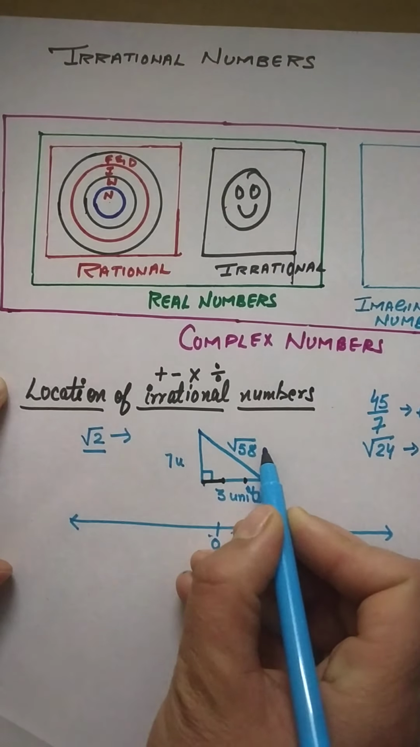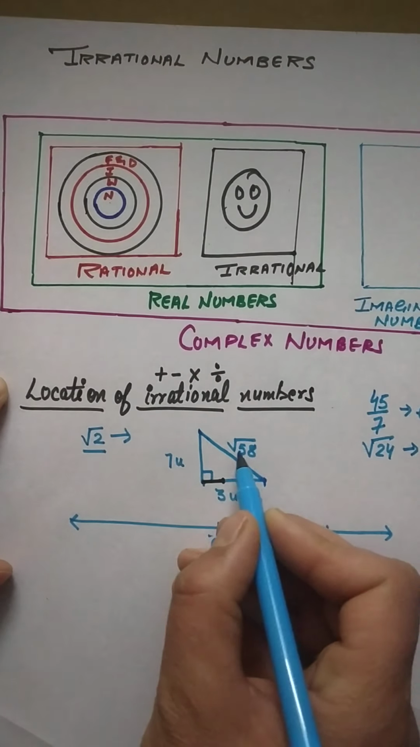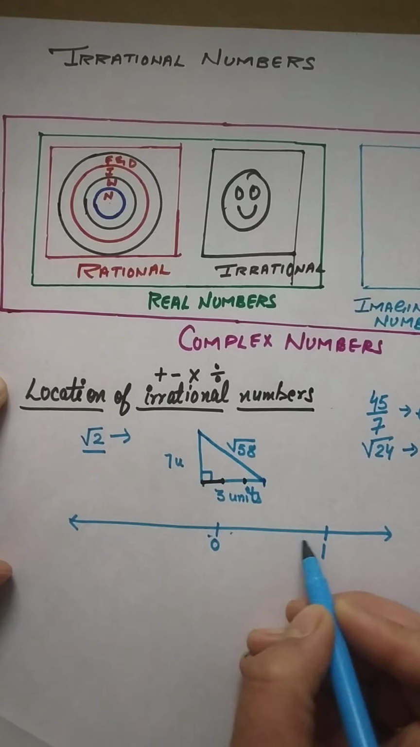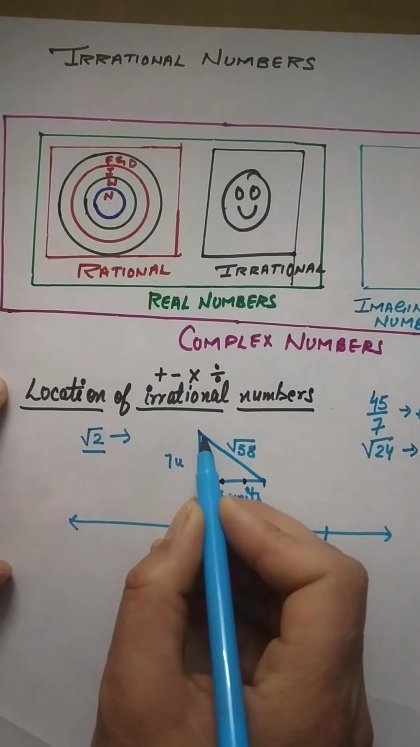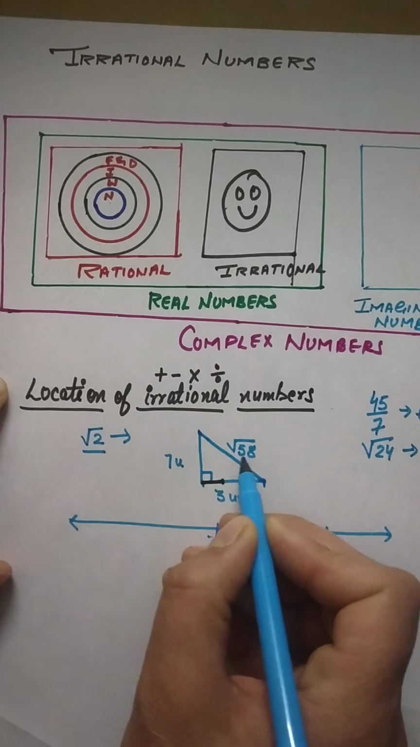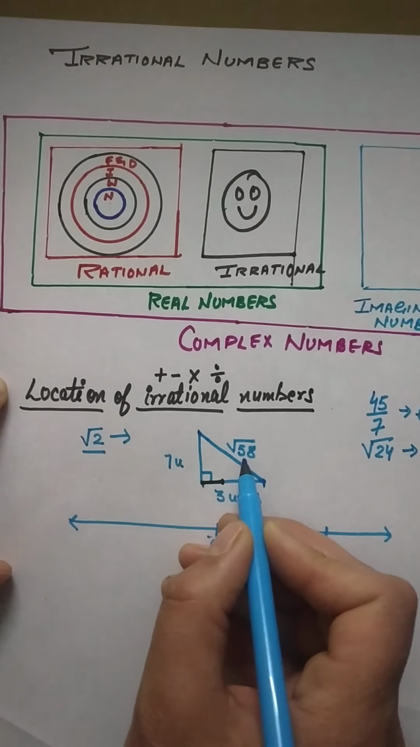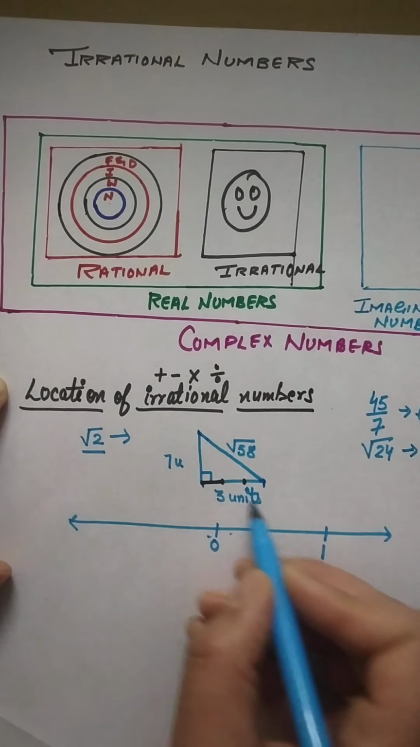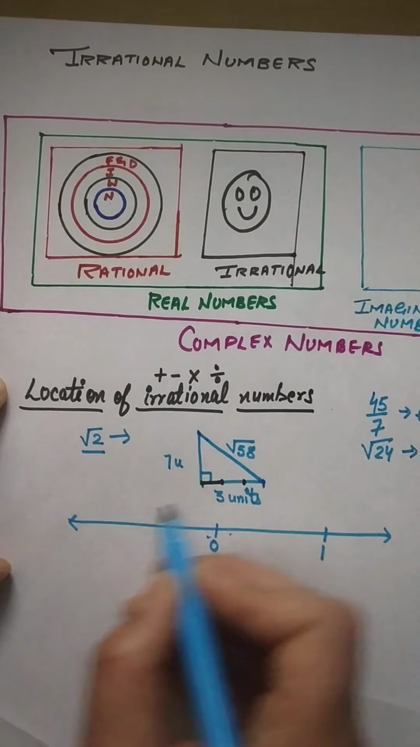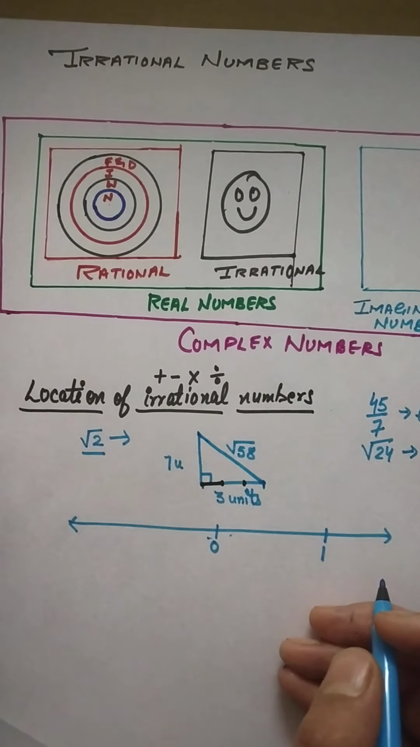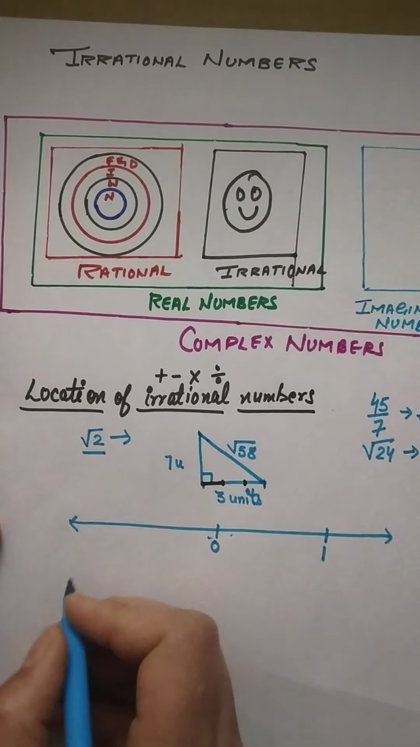Because yes, it is root 58 units, but root 58 units of a number line whose 1 unit is this, not this much. So if you are constructing a right angle triangle and generating any irrationals, so while fixing it on the number line, you must make sure that the units of the triangle and the number line must match each other. To avoid all of this, what all can we do?